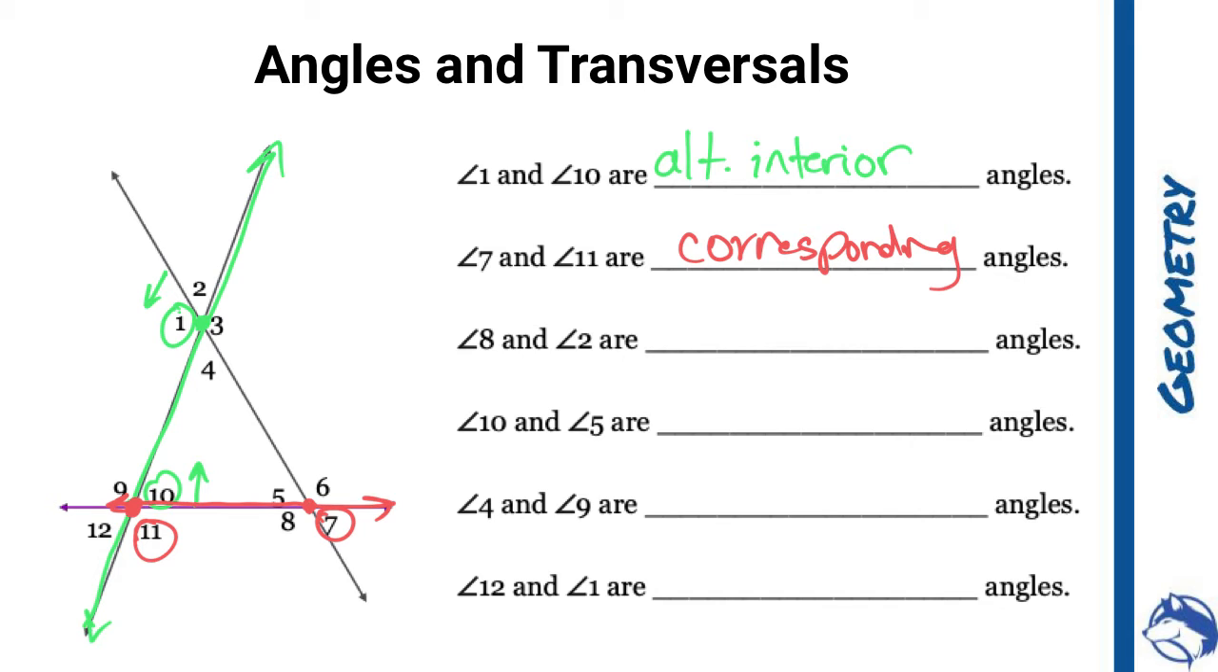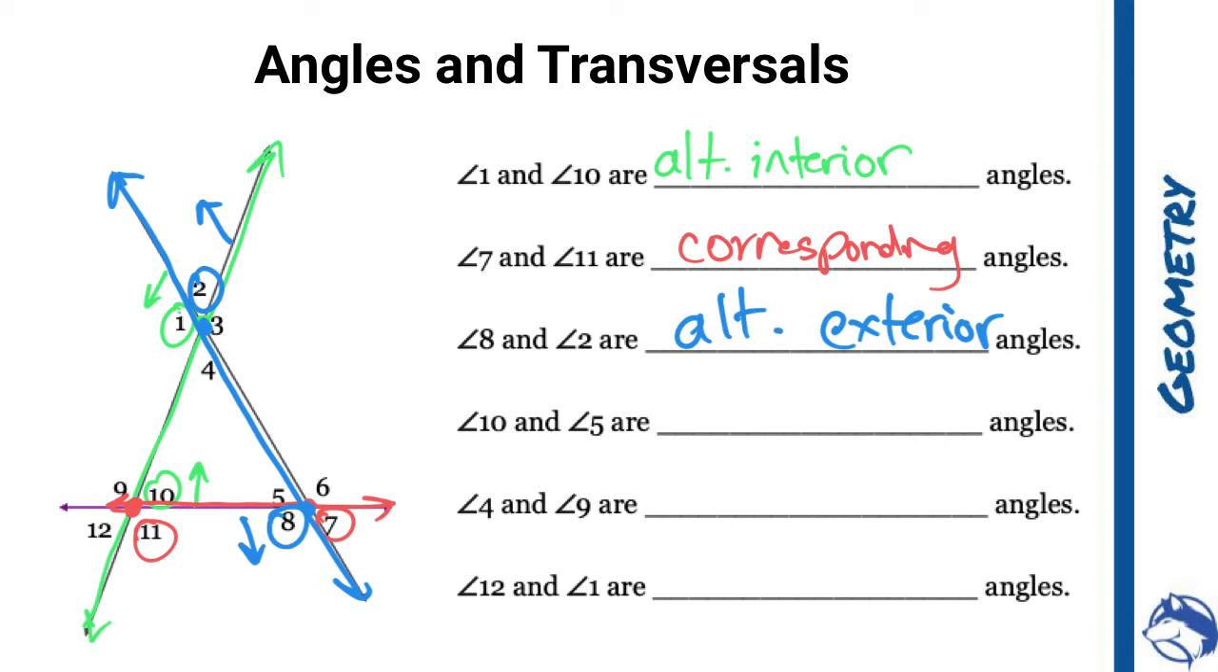So now I'm looking at number 8, angle 8 and angle 2. And if I do that, this now becomes my transversal, so it's a new transversal, all based on which angles we have. They're both on the outside, they're not on the inside, so we know that this is exterior. And they are on the opposite sides of the transversal, so this has to be alternate exterior angles.